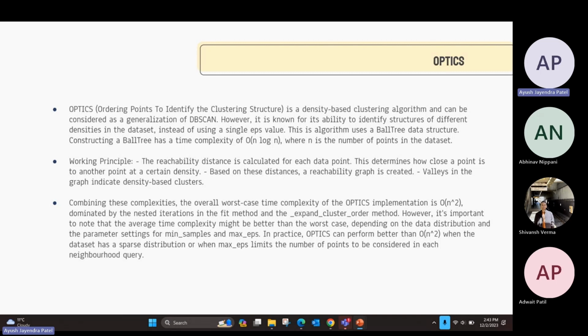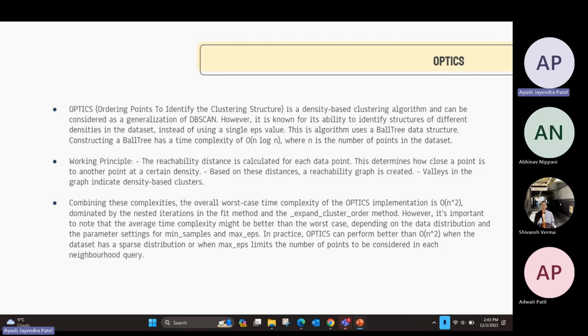The reachability distance is calculated for each data point. This determines how close a point is to another point at a certain density. Based on these distances, a reachability graph is created. Valleys in the graph indicate the density-based clusters.